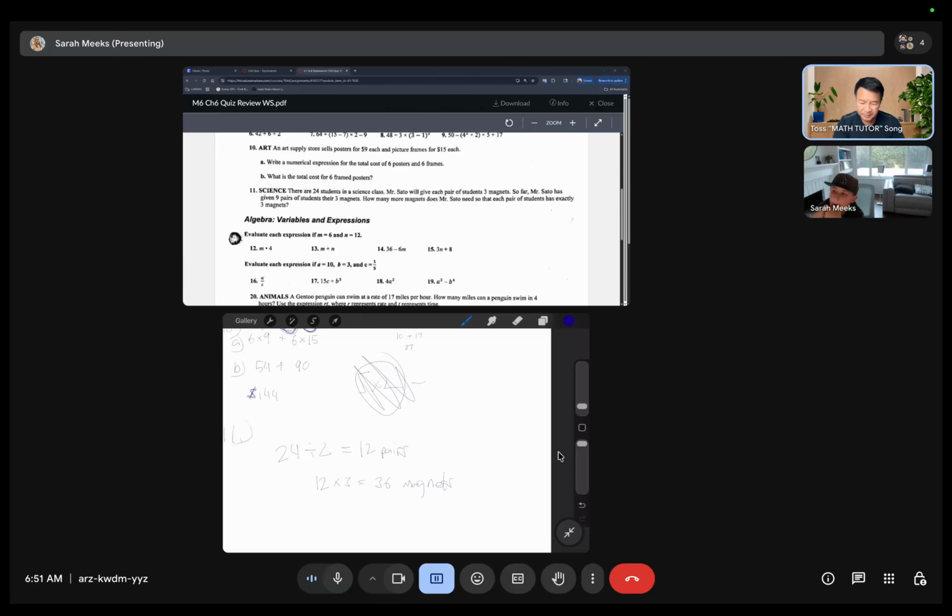Okay. So what do you think? There are 9 pairs, 3 magnets each. So you should be doing 9 times 3. Is that okay on the side? So you can actually see how much more you need. Look at that last part: 9 pairs of students times 3. This one they gave you 9 pairs, 3 magnets. So therefore you got 27 magnets for those 9 pairs.